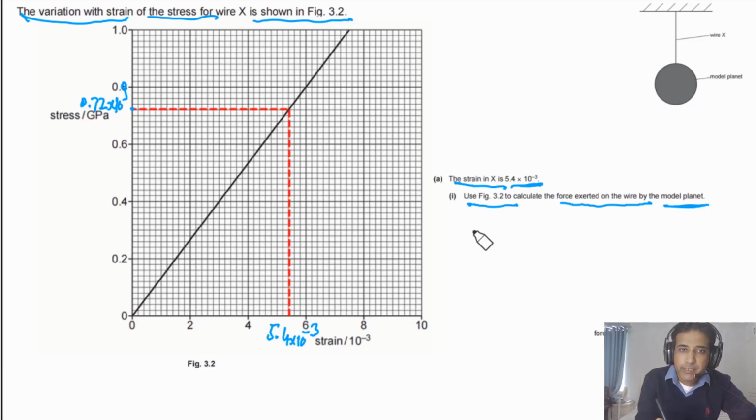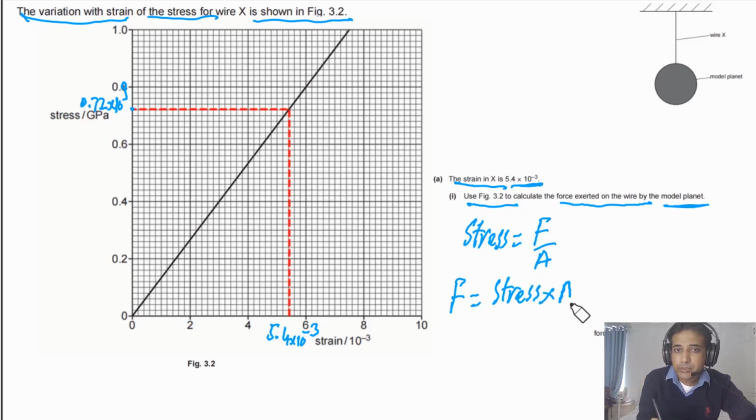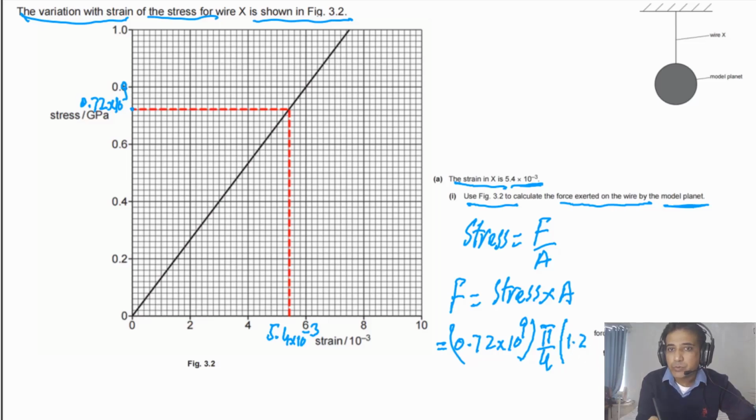So we have the value of stress, and stress is equal to F divided by A. We need to find the value of force. So force simply will be equal to stress times cross-sectional area. The value of stress we have is 0.72 times 10 to 9, and the cross-sectional area of the wire simply will be equal to pi by 4 d square, and the value of diameter we have is 1.2 times 10 to minus 3. Now if we solve this one, we will get 810 newtons.